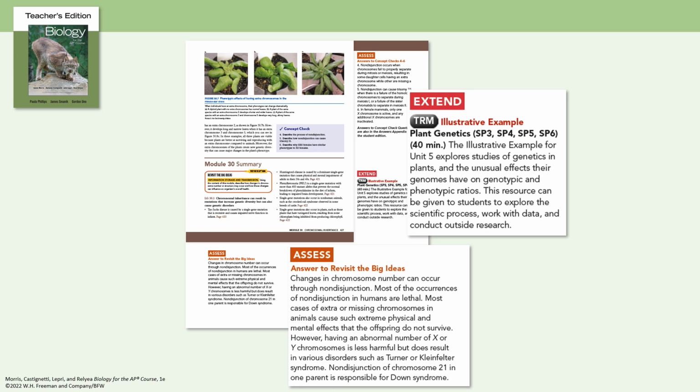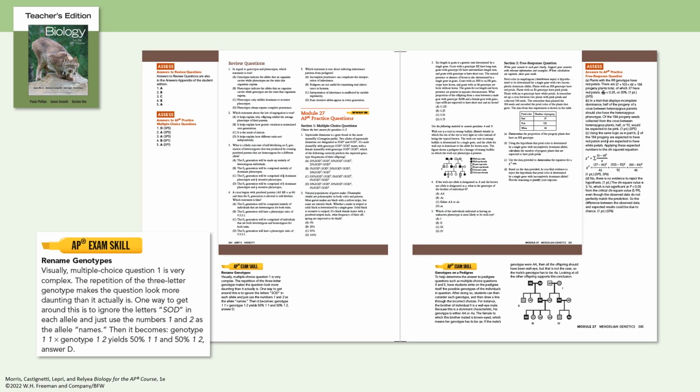An additional resource is the illustrative examples for each unit that uses an in-depth look at one biological example or phenomenon to tie together concepts from the unit and apply multiple scientific thinking skills. In the student text, AP practice questions at the ends of each module and unit help students apply skills and concepts building up to the practice exam at the end of the book.